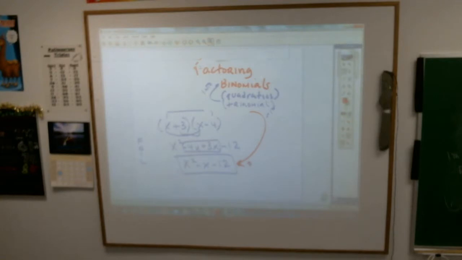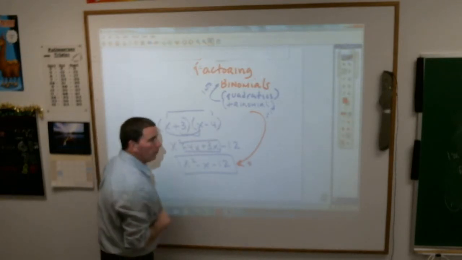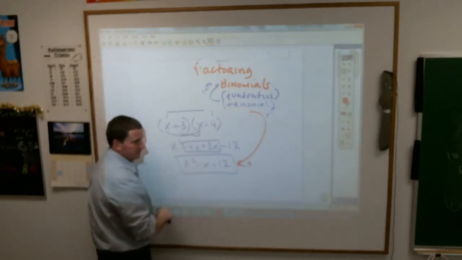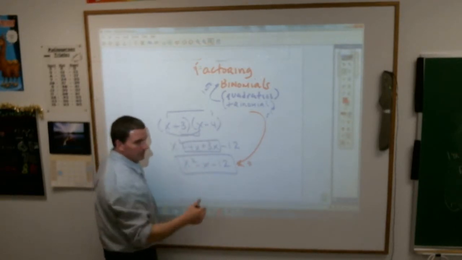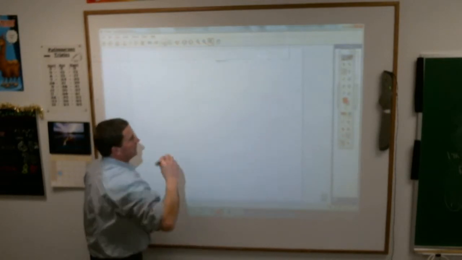Josh? Nope. Nope. Nope and nope. These are the only two binomials that will give you this. Negative x and x. I don't know what you're saying. The answer is yes. So here we go.